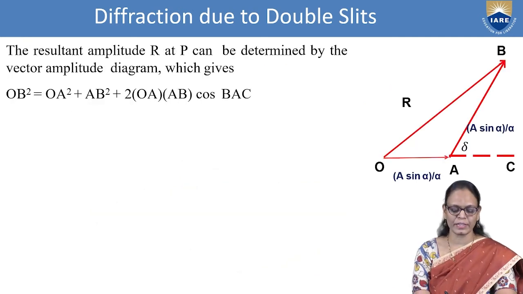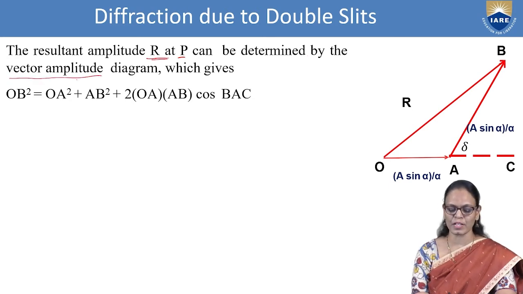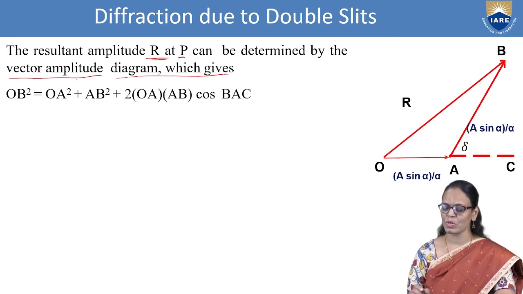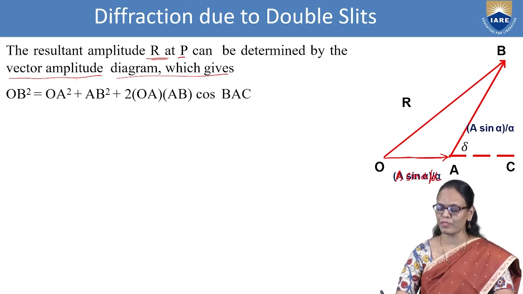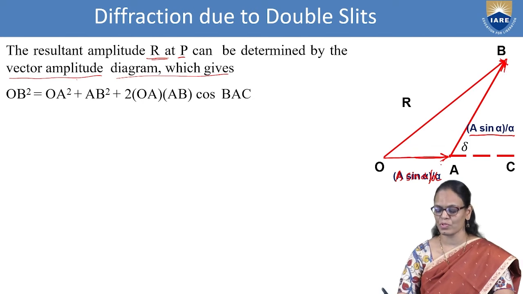Now, how do we get the resultant amplitude? R at P can be determined by the vector amplitude diagram. So we are talking about two vectors. One is OA, coming from A, whose resultant is given by A sin alpha by alpha. And the other one is coming from B, which is again given by A sin alpha by alpha. If we want to get the resultant of these two, we will draw the diagram like this. We can use the triangle law of forces. So this is OA and OP, which gives us the resultant in the reverse order.